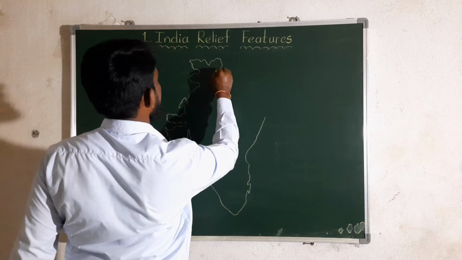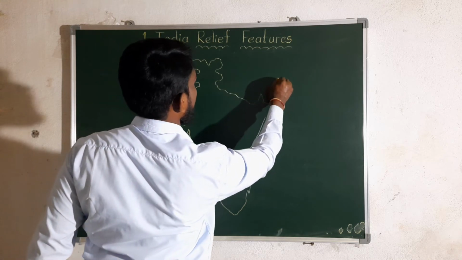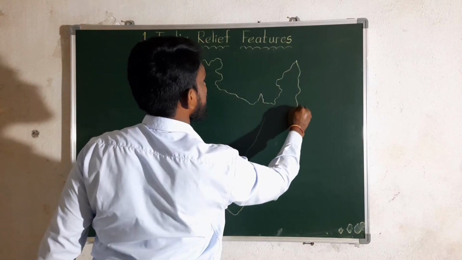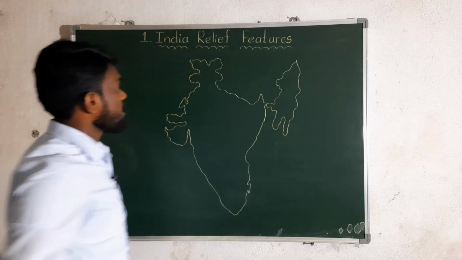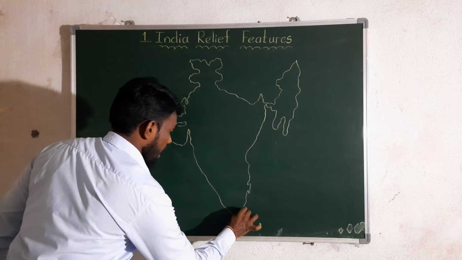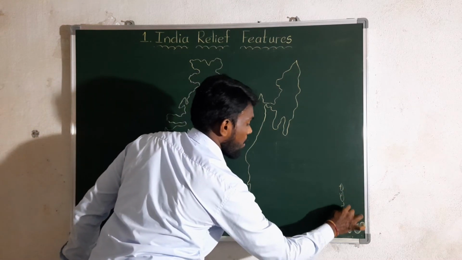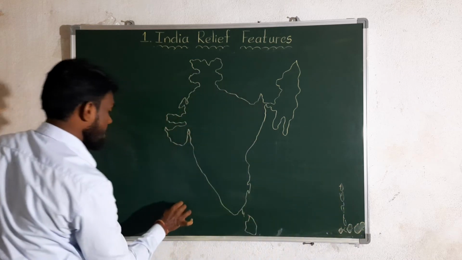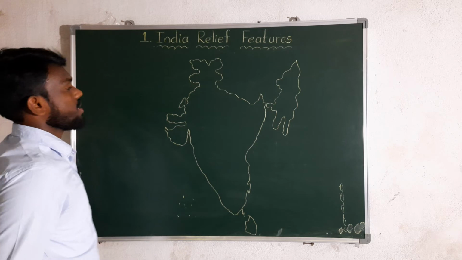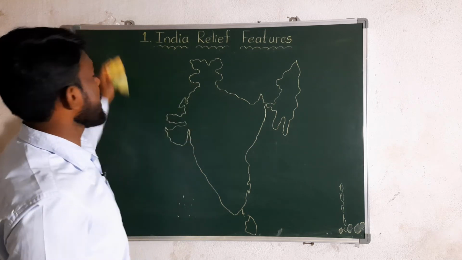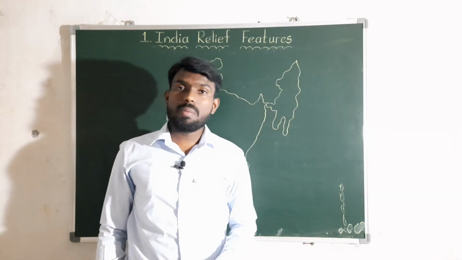Yes, this is the rough diagram of India. Okay, children. This is the Andaman and Nicobar Islands, and these are the Lakshadweep Islands. This is the Indian Peninsula. Okay, what is meant by peninsula?